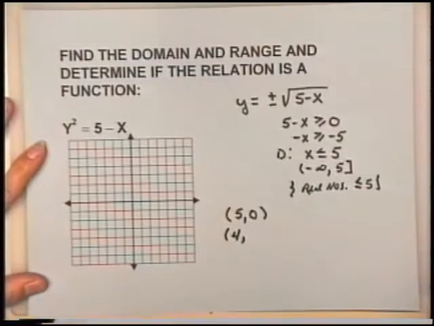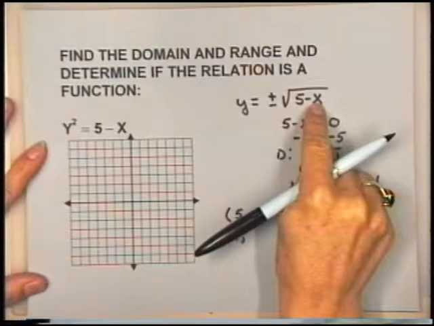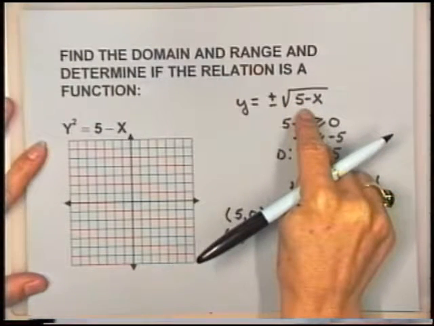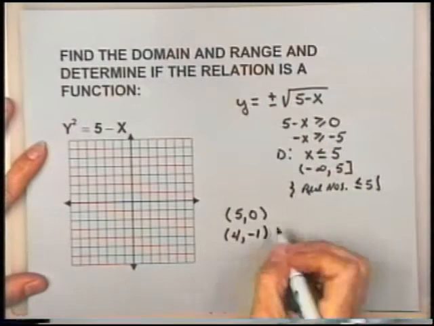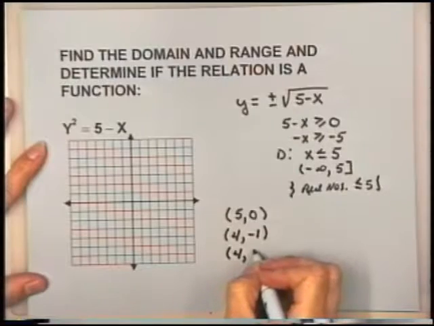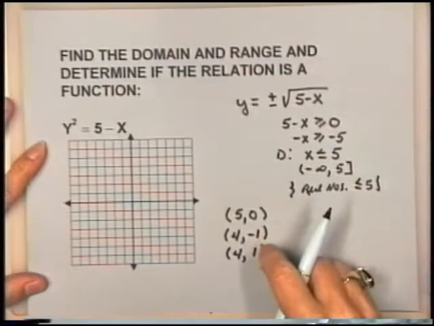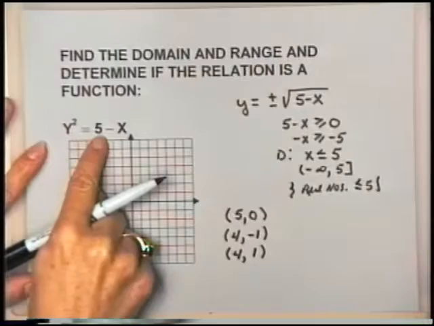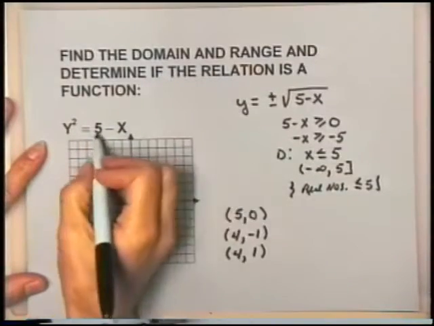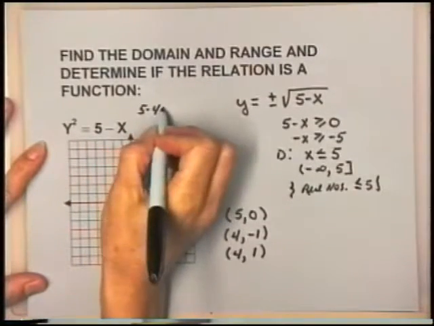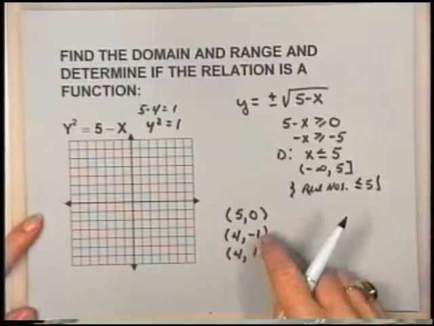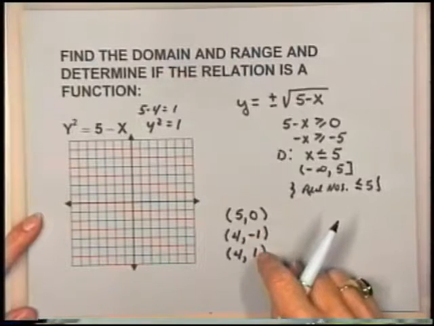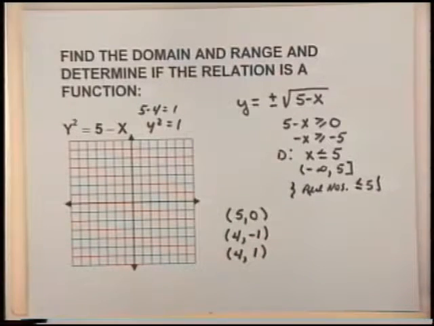If I choose x to be 4, 5 subtract 4 is a 1. The square root of 1 is either positive 1 or negative 1. So notice that when I choose x to be 4, I'm getting two possible answers here. And looking at it here, if I choose x to be 4, 5 minus 4 gives me a 1. If y squared is equal to 1, then isn't it true that y can be either positive or negative 1?